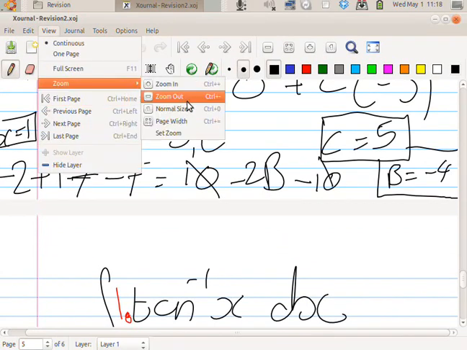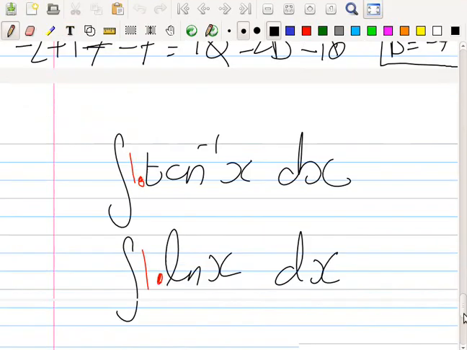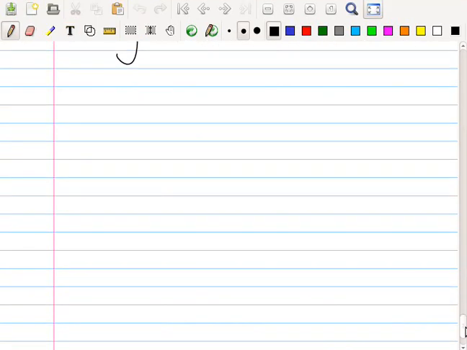Zoom, page width, view, full screen, down the bottom. Okay, so in the next part, he wants you to calculate this antiderivative here. So this is now part 2, the last part of number 3.